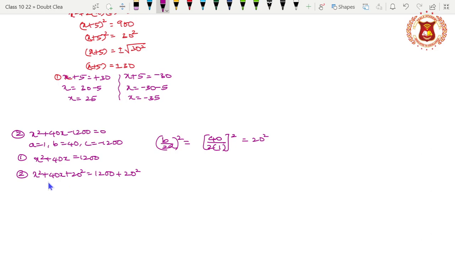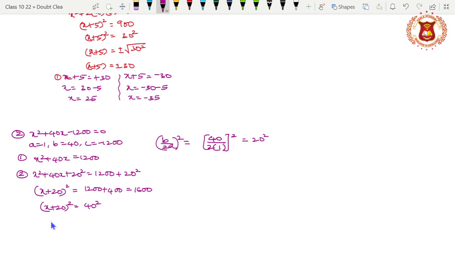Now, this equation becomes what here? X plus 20 whole square, right? A square plus 2ab plus b square is equal to 1200 plus 400. 20 square is 400 here. Therefore, it is 1600, right? Therefore, this will become x plus 20 whole square is equal to 1600, which is 40 square, right? Therefore, you can see I have completed the square here.